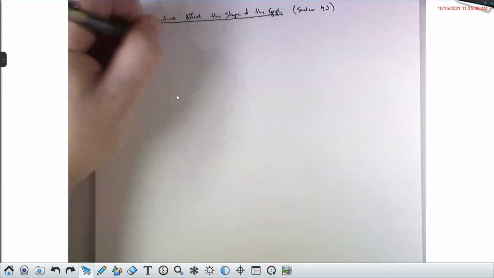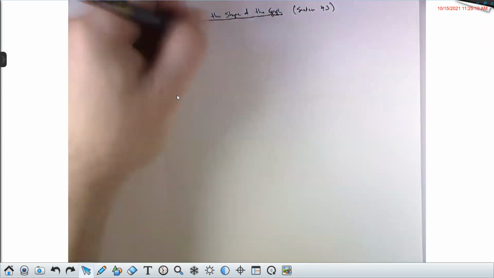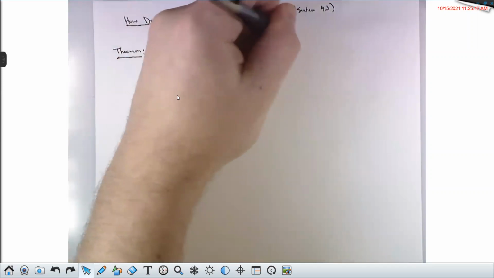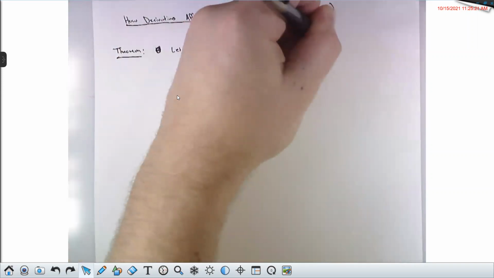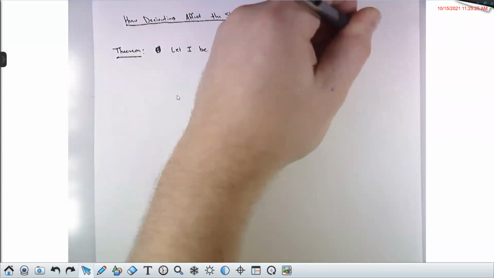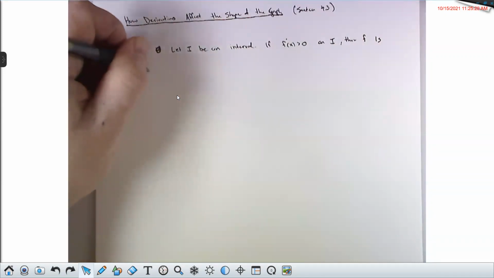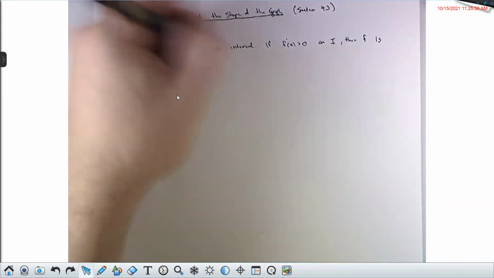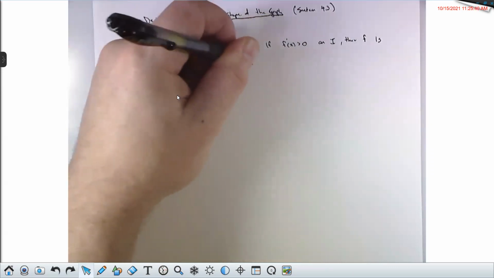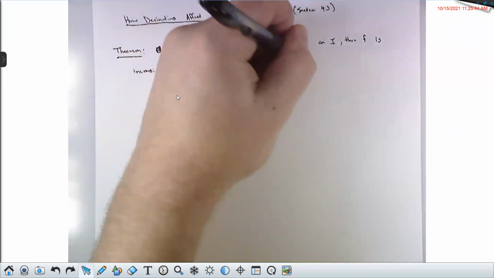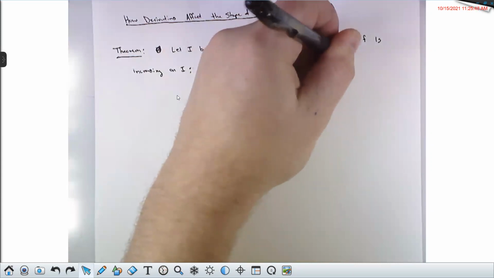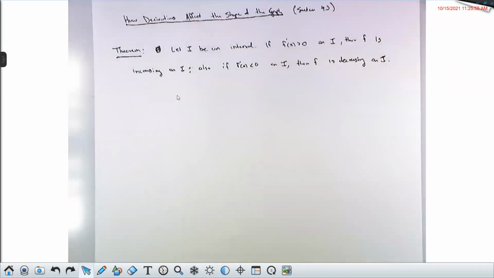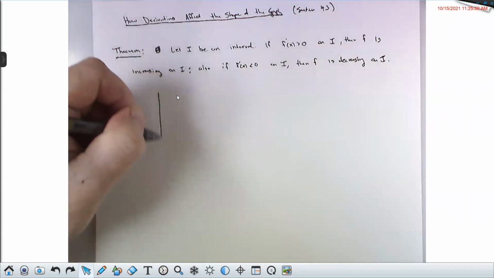Let I be an interval. If f prime is positive on I, then f is increasing on I. Also, if f prime is negative on I, then f is decreasing on I. And we did touch on this previously, but the picture I think is sufficient to convince most people.